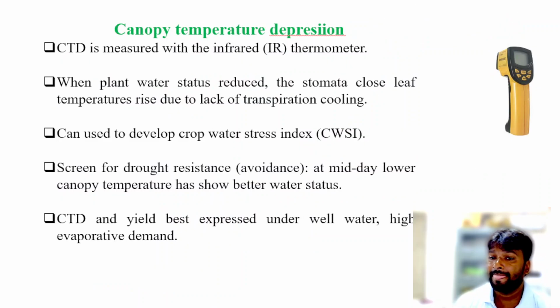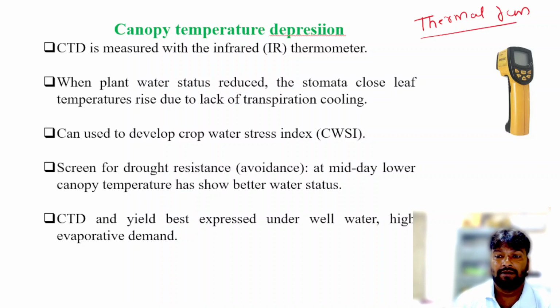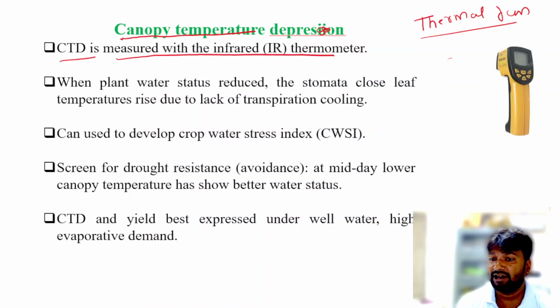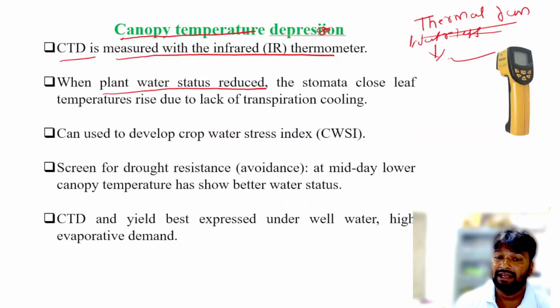Now the second tool is known as the thermal gun. This is used for the measurement of canopy temperature. Canopy temperature depression, CTD, is measured with the infrared thermometer or the thermal gun. So friends, when the water status is reduced, if there is less water, then there will be closing of the stomata. It causes an increase in the canopy temperature because there will be a lack of transpiration.